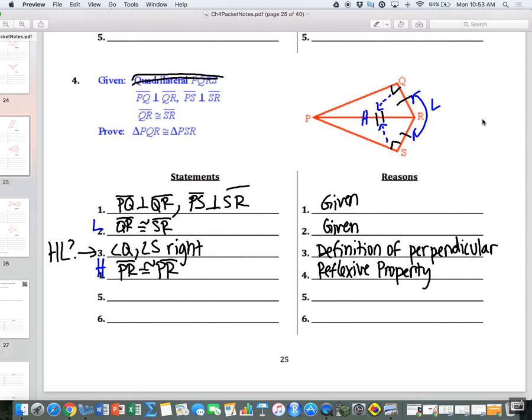HL is that weird proof where you have to show what? Work. Did you just say work? Yeah. Don't you have to show work for every other type of proof? Yeah. Okay, so no.